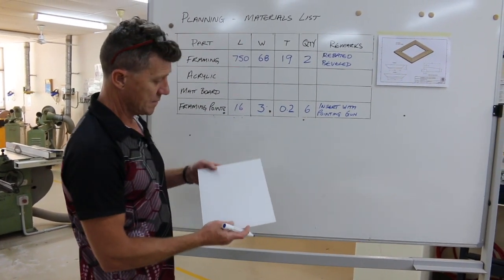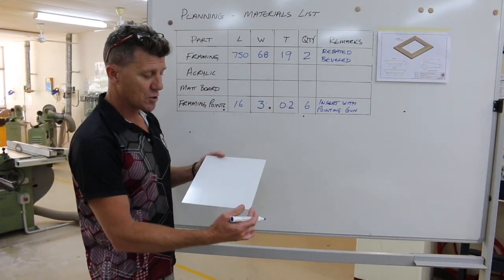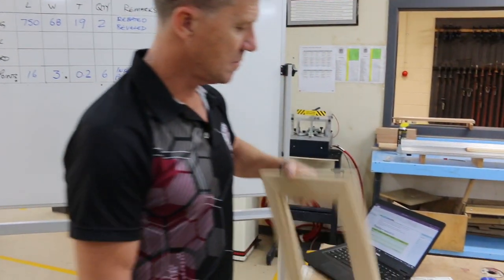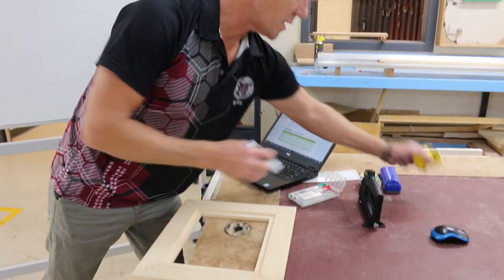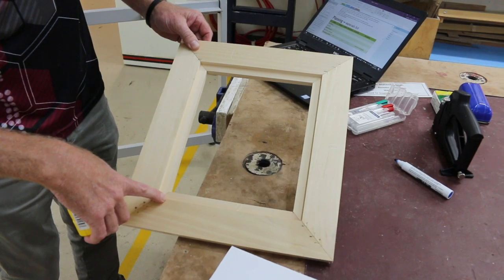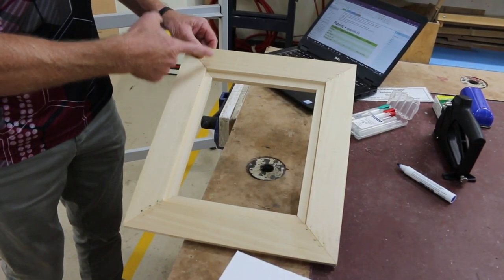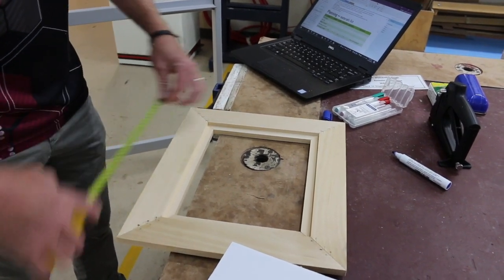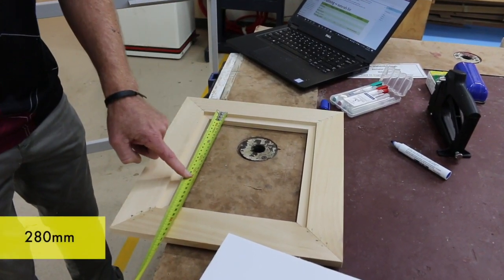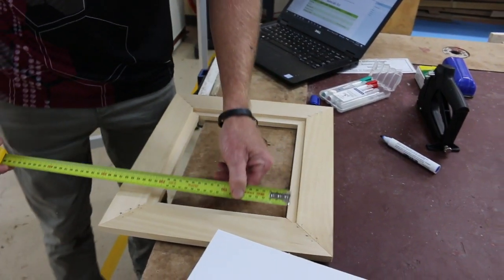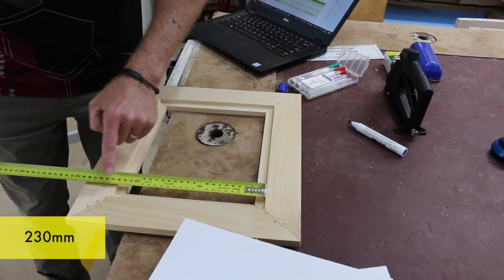Now acrylic is 280 by 230. I get that measurement from my demonstration board here. So if I measure from the outside of the rebate to the outside of the rebate in the length and the width of this frame, that's where I get my measurement from. 280 by 230.